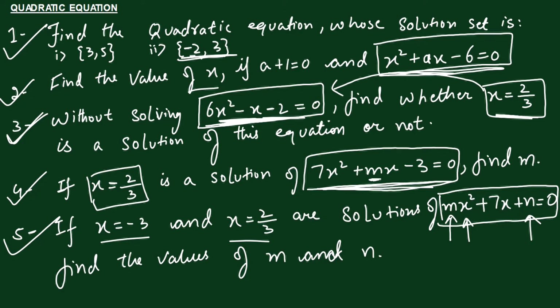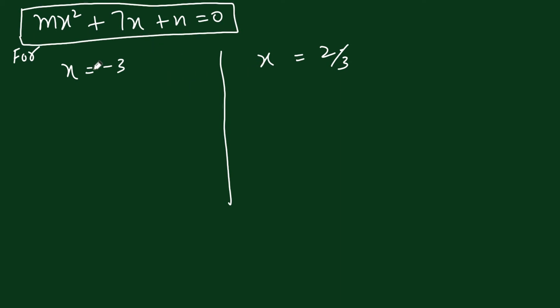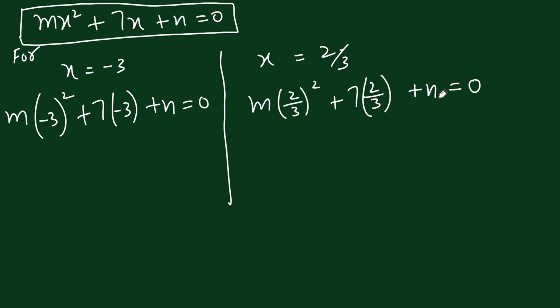How we solve this? I'll write the question first. So this is our question. This is our quadratic equation with m and n unknown. We know two values of x. One by one we'll substitute. So m into x square, where x is minus 3, plus 7 into x is minus 3, plus n is equal to 0. And this side again same thing, m into x square, but this time x is 2 by 3, plus 7 into x is 2 by 3, plus n is equal to 0.